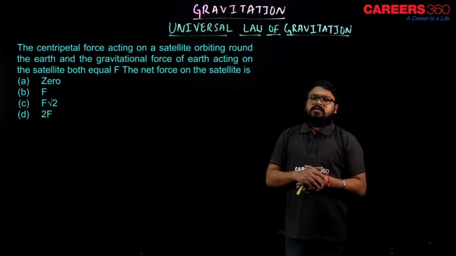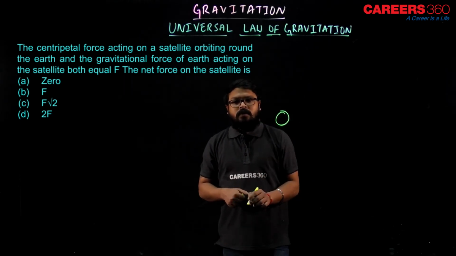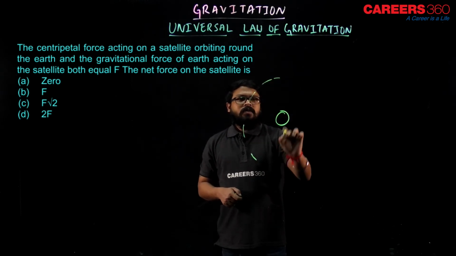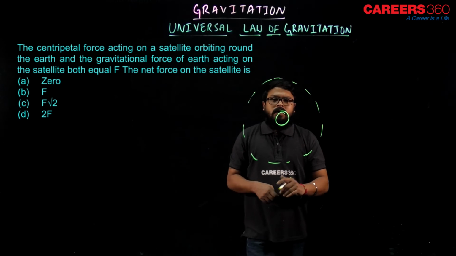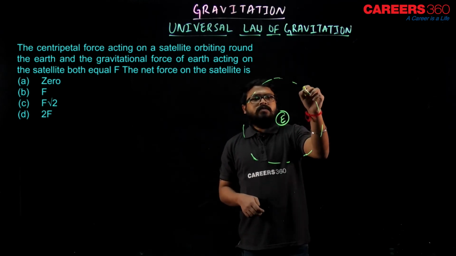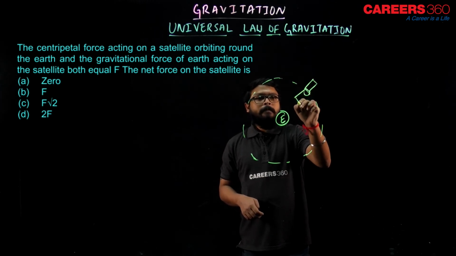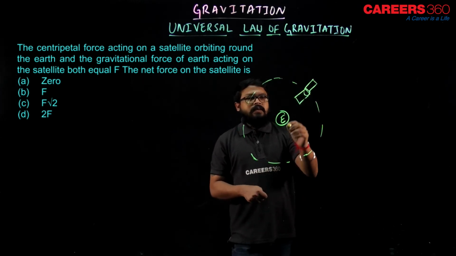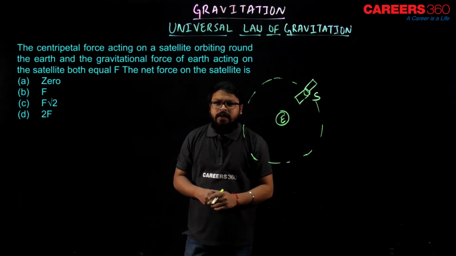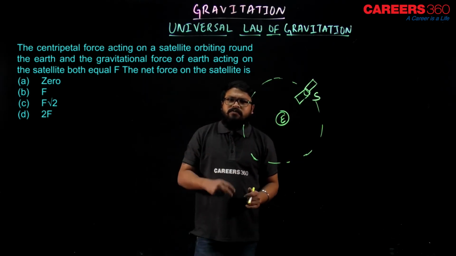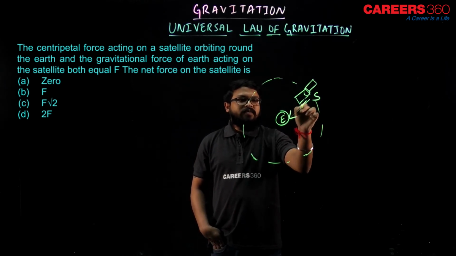The net force on the satellite is... Now this is the earth, suppose, and this is the orbit around which the satellite keeps on revolving. This is earth and suppose this is our satellite S which keeps on revolving around the earth, right. They are saying the centripetal force acting on the satellite, centripetal force means towards the center, we know that is mv square by r.